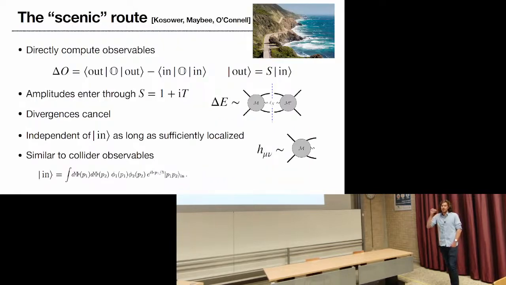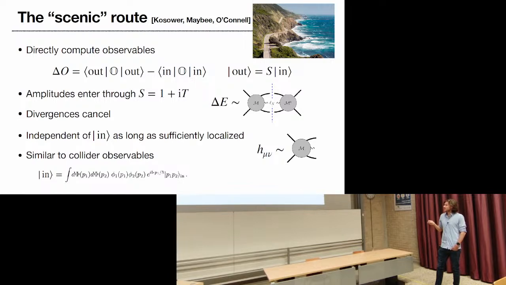The maybe more scenic approach, and this is to quote the authors of this approach, is to go directly through observables. Then we basically know that all the divergences should cancel from the observables, and we can take the limit ħ goes to 0 just at the level of the observable.